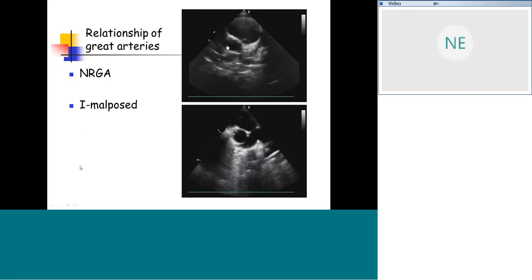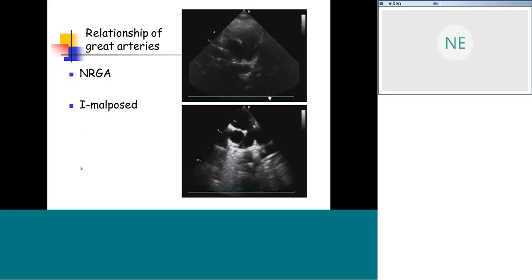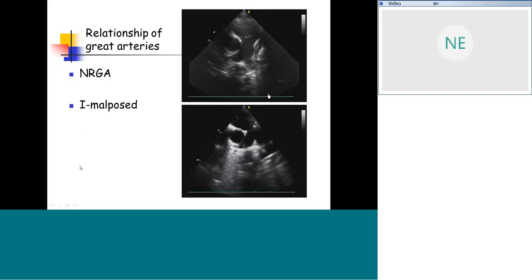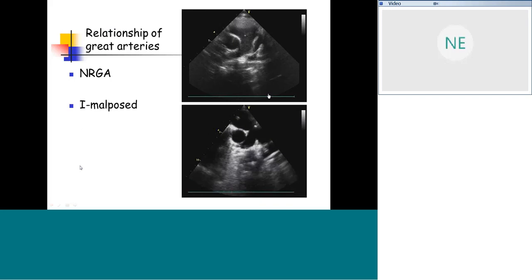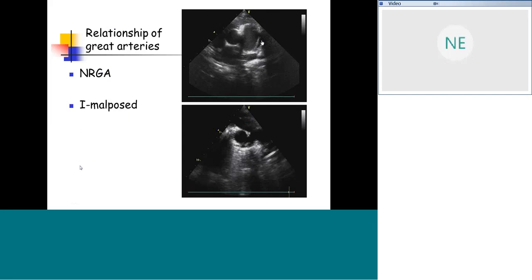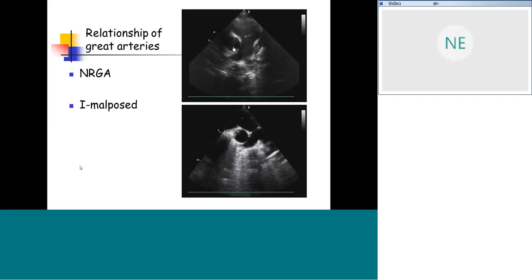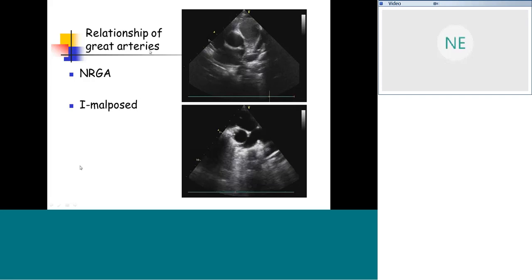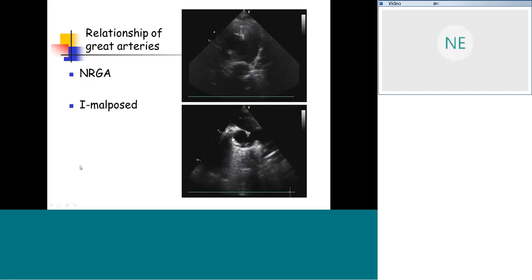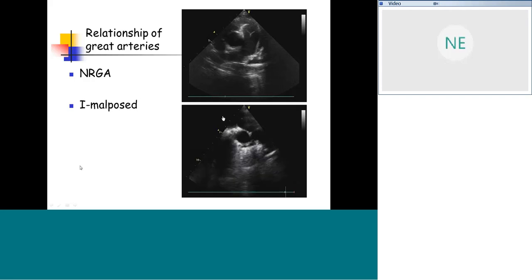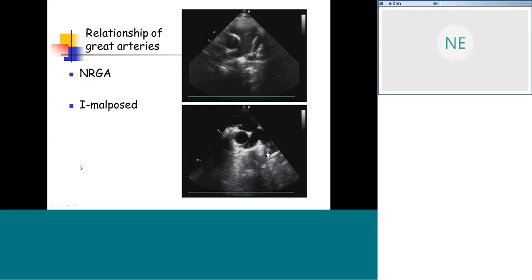Normally here we can see the parasternal short axis. Understand, all images can tell you the relationship, but the final decision you will take only on the parasternal short axis, when you cut the great vessels at the level of the semilunar valves and decide how they are related to each other. Here in the first figure, the pulmonary artery is left and anterior and the aorta is right and posterior. This is normally related great vessels. In the second figure you can see that the aorta is left and posterior, and the pulmonary artery is right and anterior, and this is defined as I malposition.